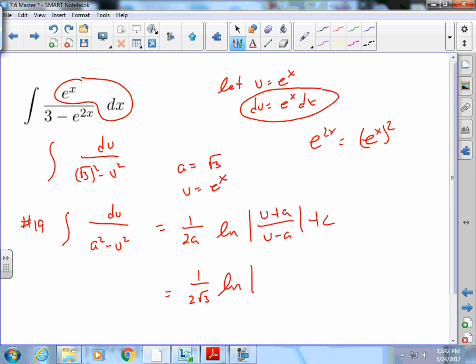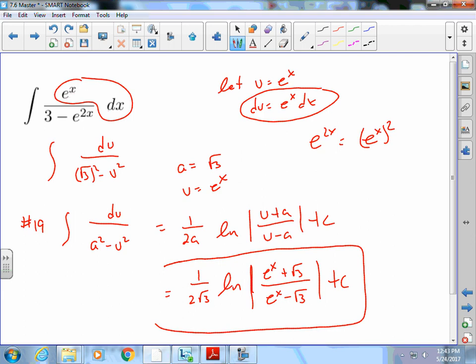e to the x plus the square root of 3 over e to the x minus the square root of 3, plus a constant. And again, that's my answer. We're not going to worry about rationalizing. Square root of 3 is fine.